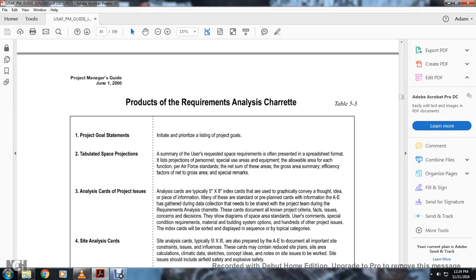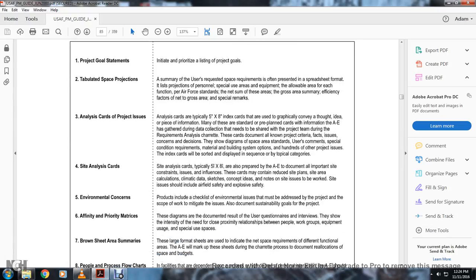These cards are prepared on plan card information, and the architectural engineer gathered data shared with the project team during the requirements analysis charette. The documentation also notes the criteria and issues that concern the decisions, showing the diagram of space with the standards, the use of common special condition requirements, the material building of the system, and options under the other project issues. The index cards will be sorted and displayed in sequence of topical categories.